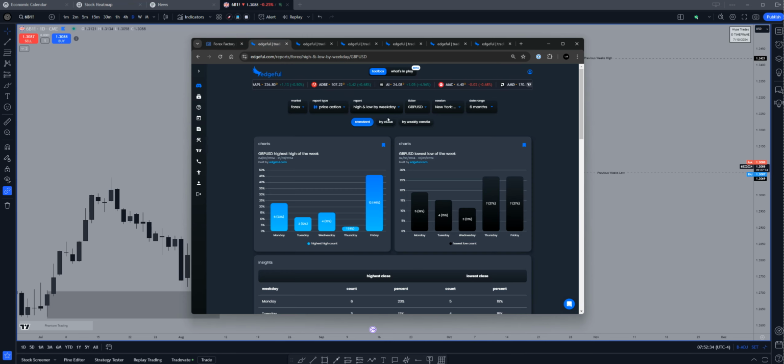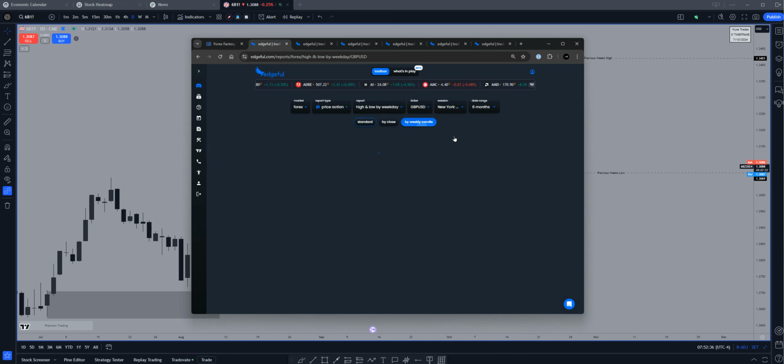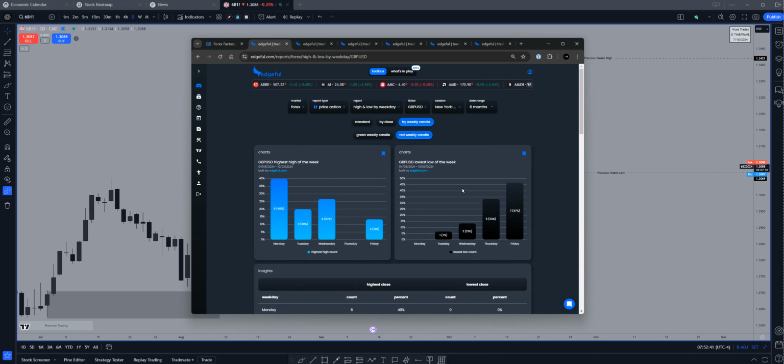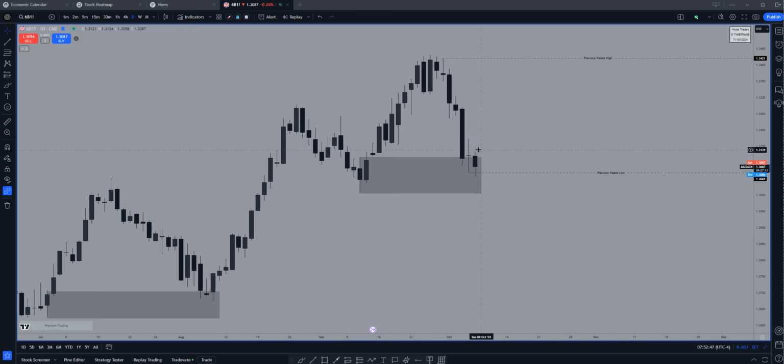What we're going to do is we're going to open up Edgeful as we always do. Kind of just look at some data here. So if we're anticipating a bearish candle, we would anticipate 40% probability that our high of the week is going to be placed on Monday. So potentially this high, or we could retrace up.